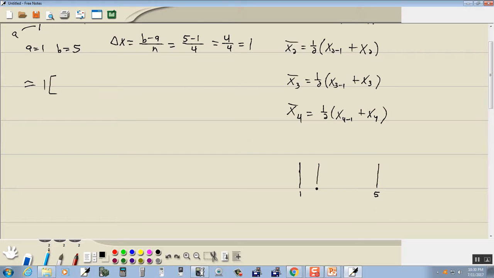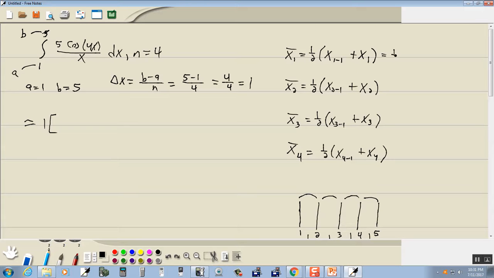If we split this up, this would be 2, 3, 4, and 5. Because n is 4, then we have 4 subdivisions. Well, you can easily look at this and see what the average is. Well, what's exactly between 1 and 2? Well, that's 1.5. This is 2.5, 3.5, and 4.5.